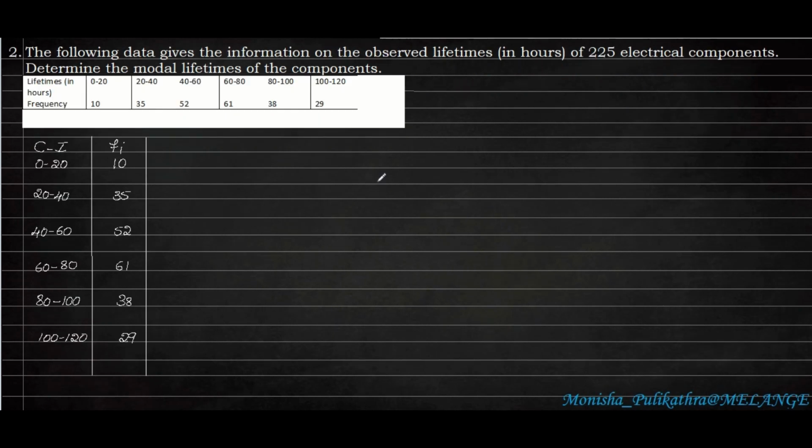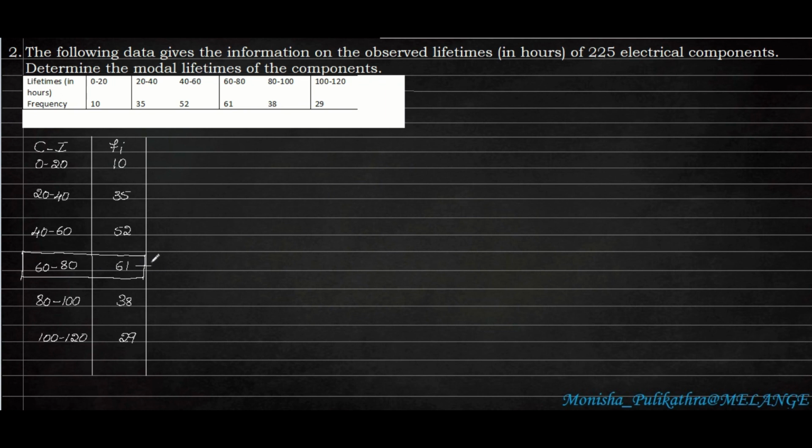Moving on to the second question of this session. In this question, we have to find out only the modal lifetime. Only the mode we have to find out. In order to find the mode, we have to find the maximum frequency. The two columns I have written: lifetime becomes the class interval and the second one becomes frequency. Here the maximum frequency is 61. So we have to select this row. Whichever row has the maximum frequency, that row we have to select.